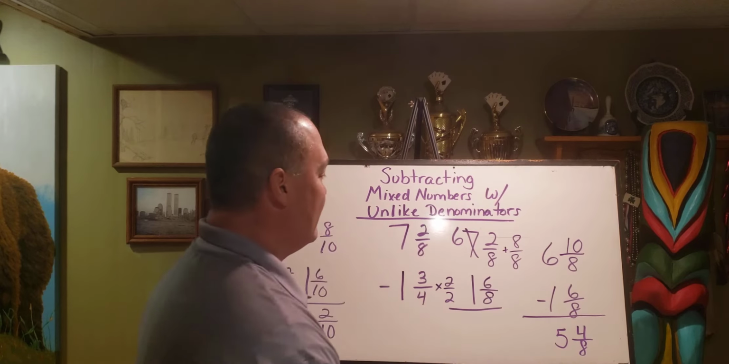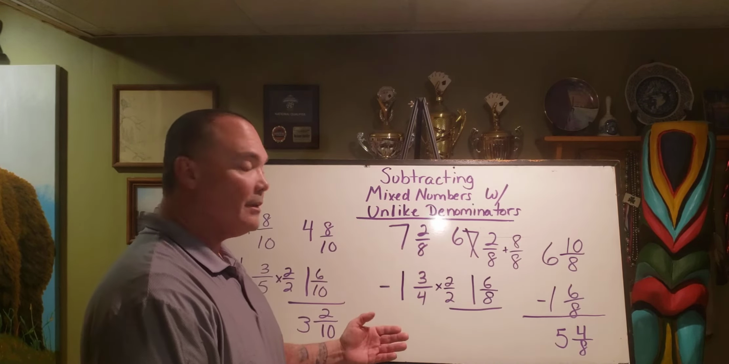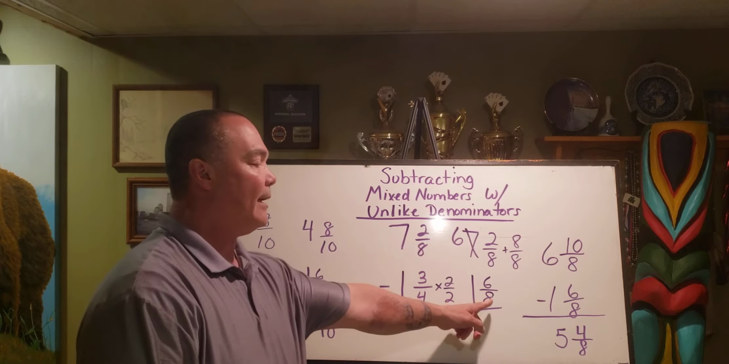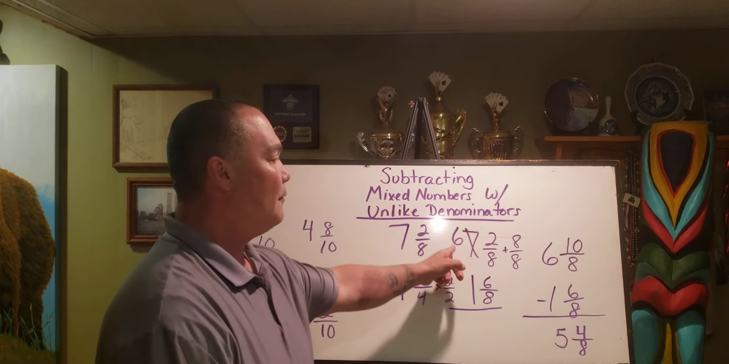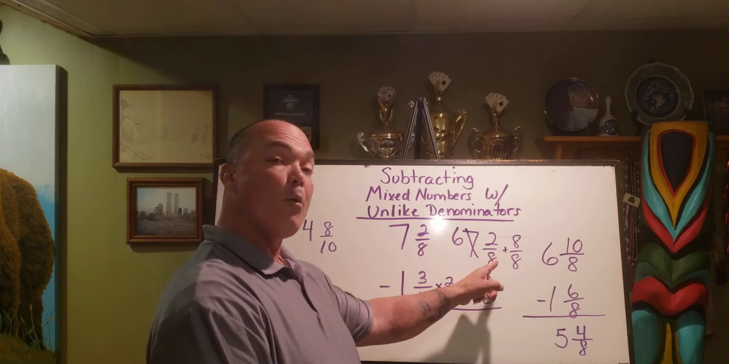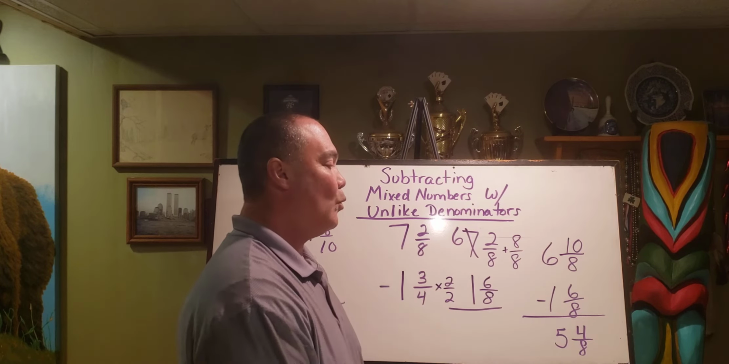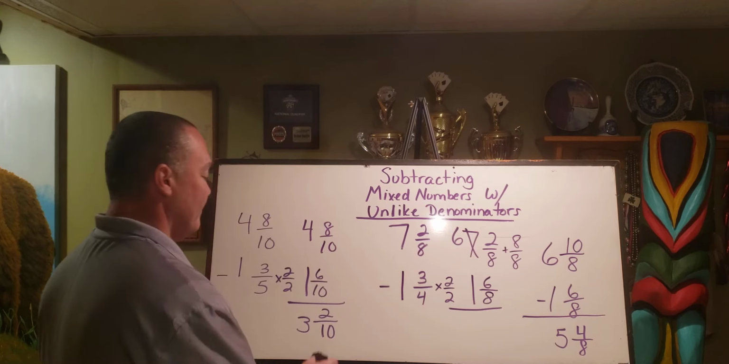5 4/8. So when subtracting 7 2/8 minus 1 3/4, I'm going to have to make sure I multiply it by a form of a whole to get my new common denominator. Then I'll have to borrow from the whole in the same form of 1 whole as an eighth, and I get 6 10/8 minus 1 6/8 gives me 5 4/8.